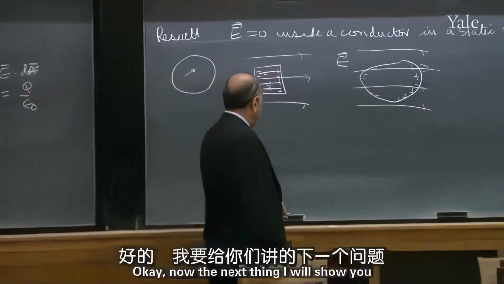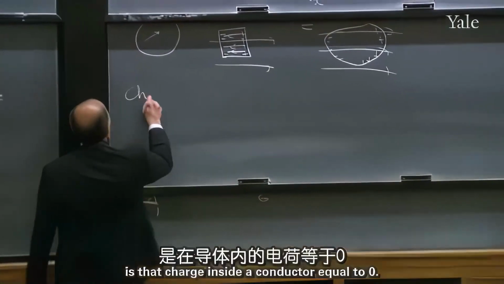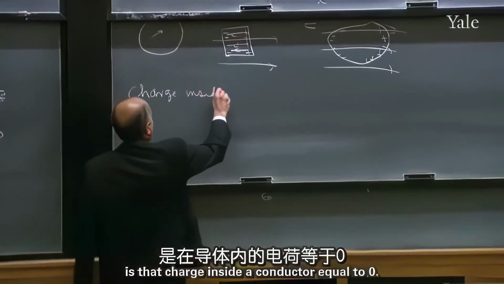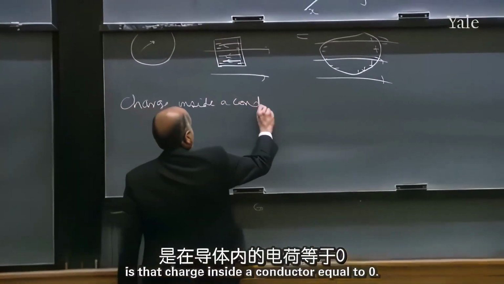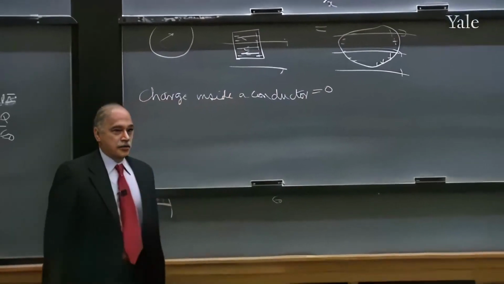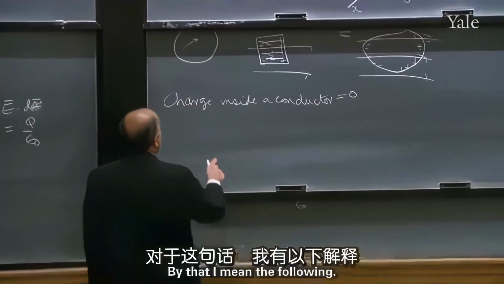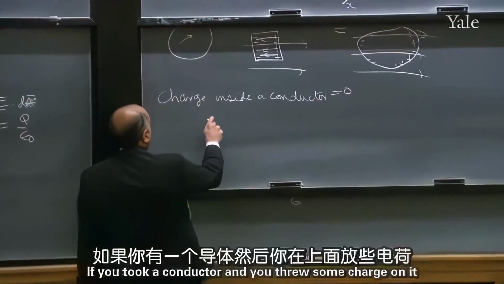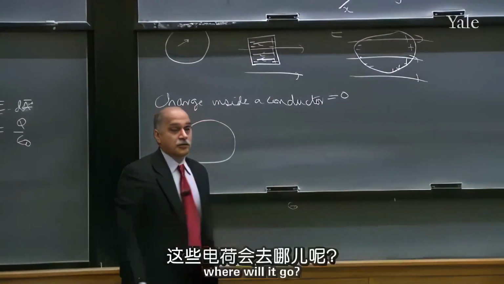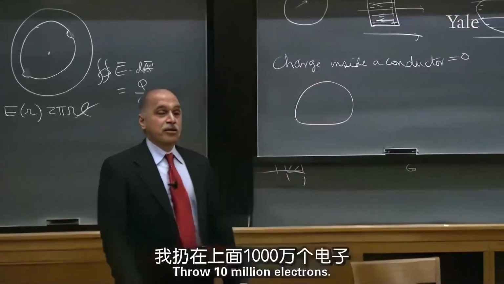Okay, now the next thing I will show you is that charge inside a conductor is equal to 0. By that I mean the following. If you took a conductor and you threw some charge on it, where will it go? Okay, here's a chunk of copper, throw 10 million electrons.